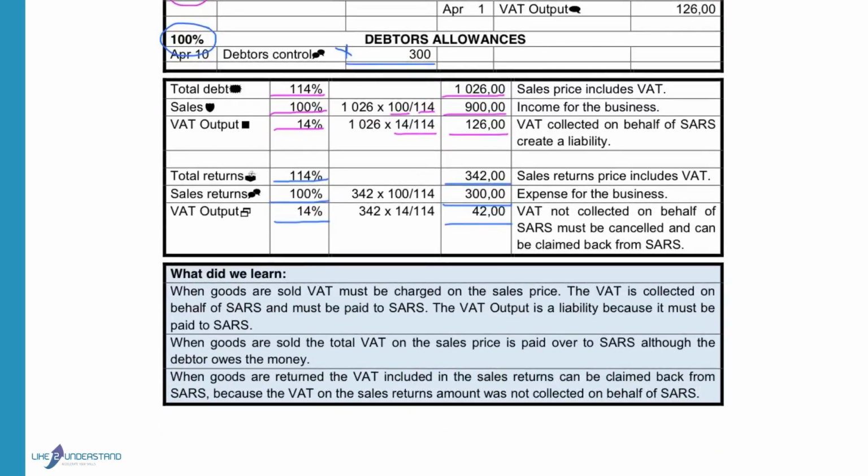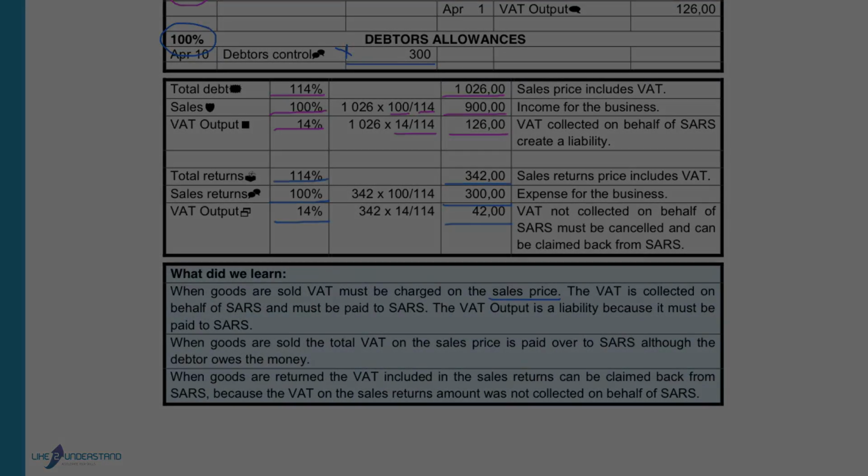So what did we learn today? When goods are sold, VAT must be charged on the sales price. This VAT is collected on behalf of SARS and must be paid to SARS even before the debtors paid it to the business. When goods are returned, the VAT included in the sales returns can be claimed back from SARS because this VAT was not collected on behalf of SARS.